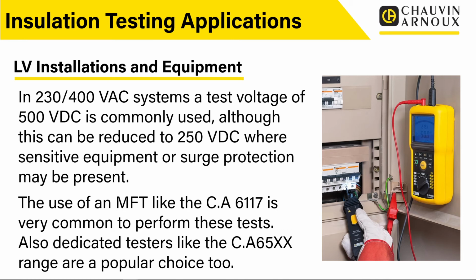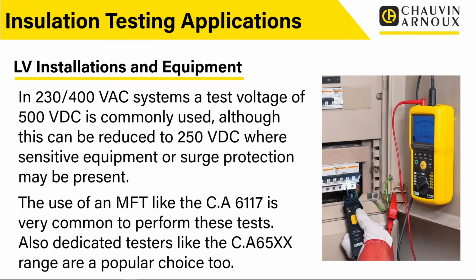The use of a multifunction tester, like our CA6117, is very common to perform these tests. So most electricians, when they're carrying out this type of testing, will be using their multifunction tester that they use for doing their earth fault loop impedance testing, their RCD testing. They will have an insulation resistance range on that, just like our CA6117 has. You turn to the insulation resistance range, you select the appropriate voltage, and you would carry out the test that way round.